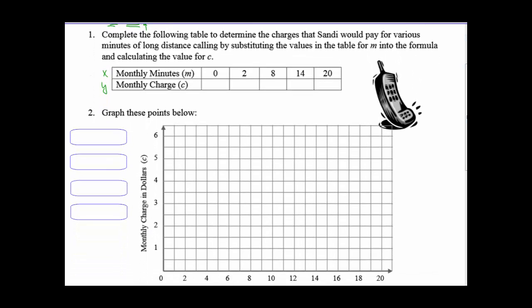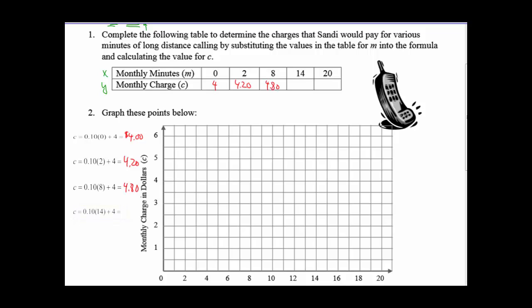We're going to take 0, plug it in for M, add 4, and we end up getting $4. If we take the next value and plug in 2, so we made 2 minute phone calls, we get $4.20. If we plug in 8 times 0.1 plus 4, that gives us $4.80. And 14 times 0.10 plus 4 gives us $5.40 for 14. Then if we multiply by 20, add 4, you should get 6.